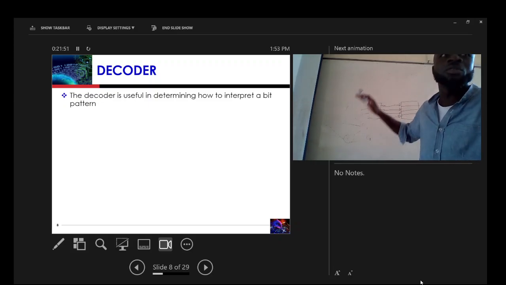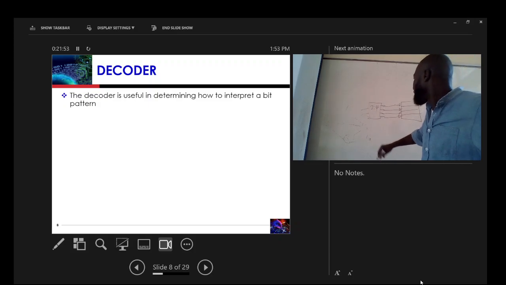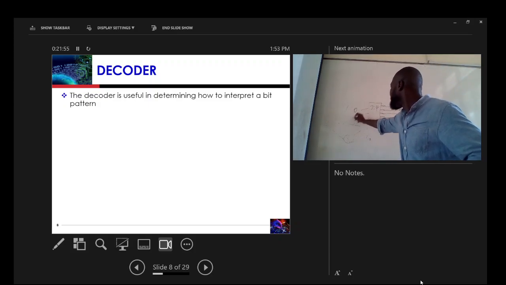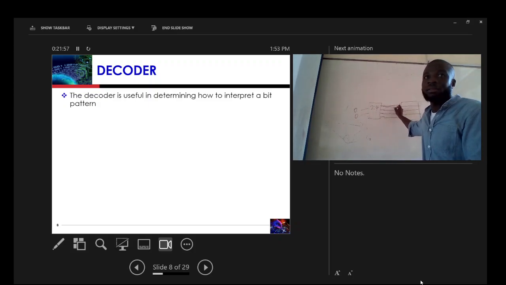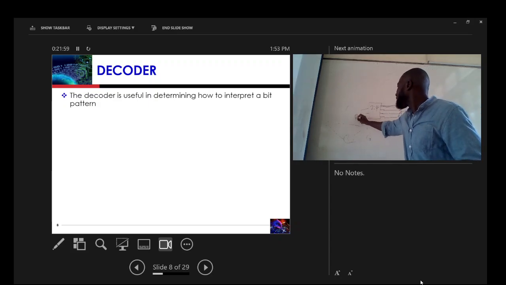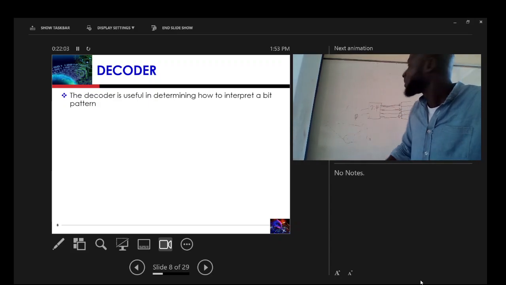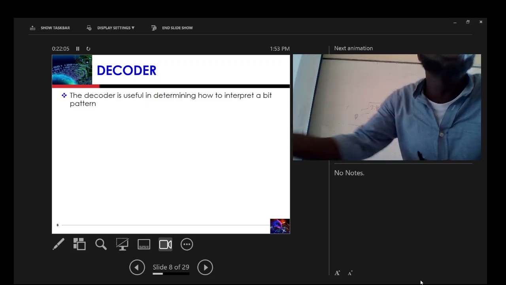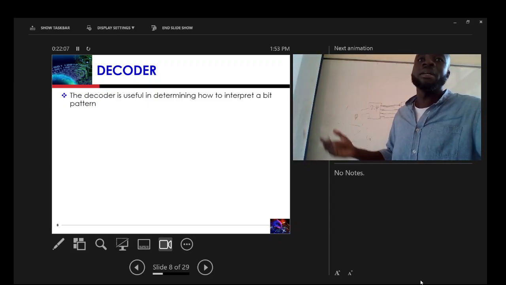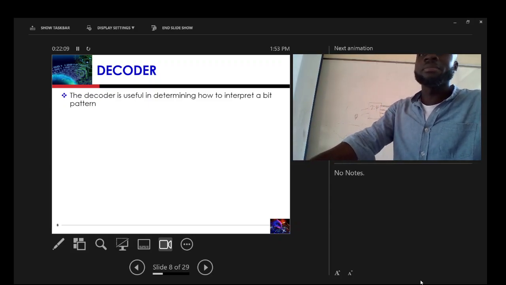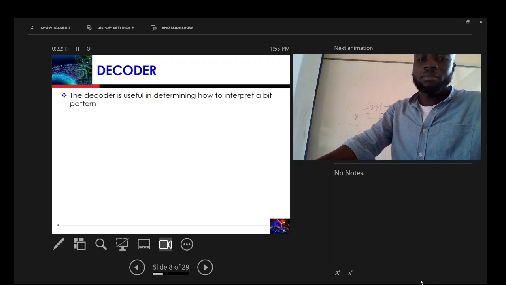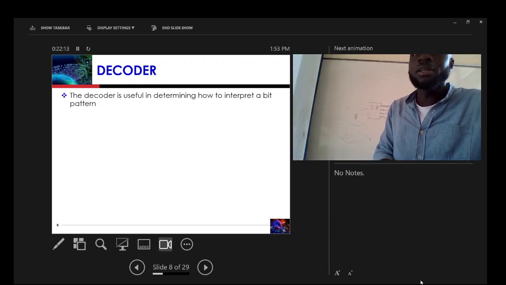You connect each line to each location. So now if you give it 0, 0, only one line will be on. If you give it 0, 1, only one line will be on, and the rest are off. So it means that in effect, you can use your decoder to read or write memory, one location at a time. Understood?